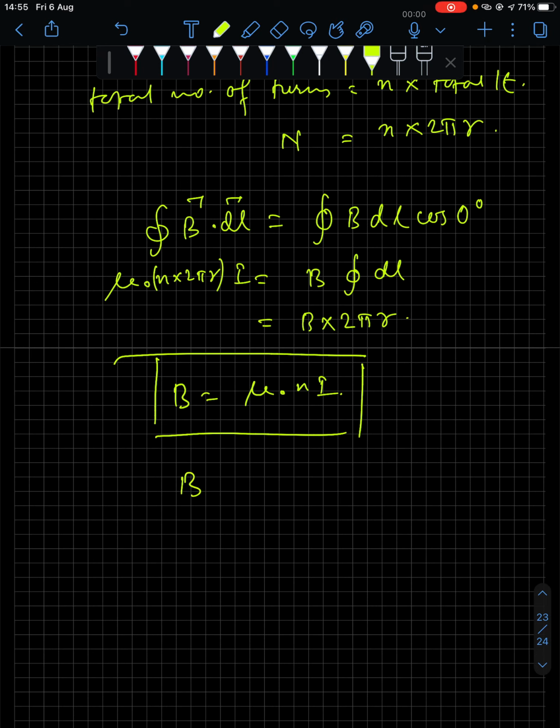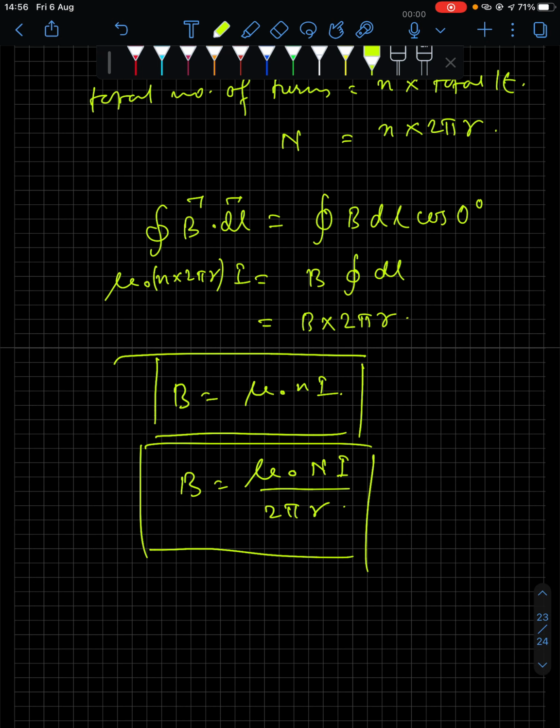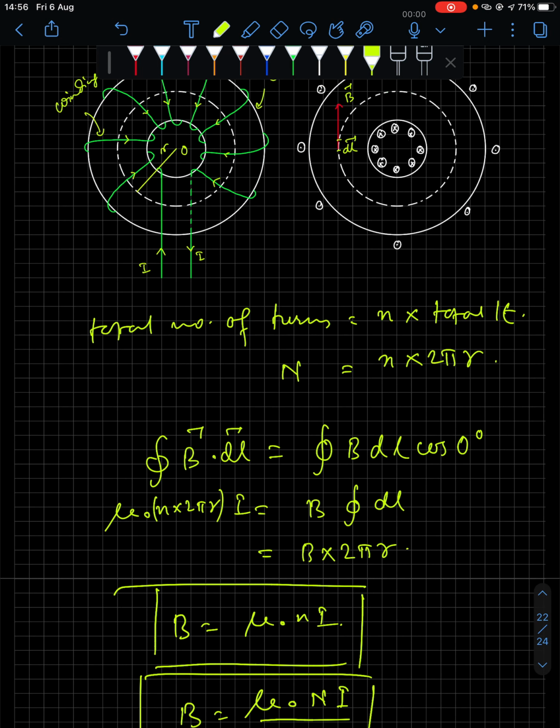Now this can also be written in terms of the total number of turns, capital N directly. The value of small n is capital N by 2 pi r. So it becomes mu naught N I divided by 2 pi r. This is the other relation for the magnetic field inside a toroid.